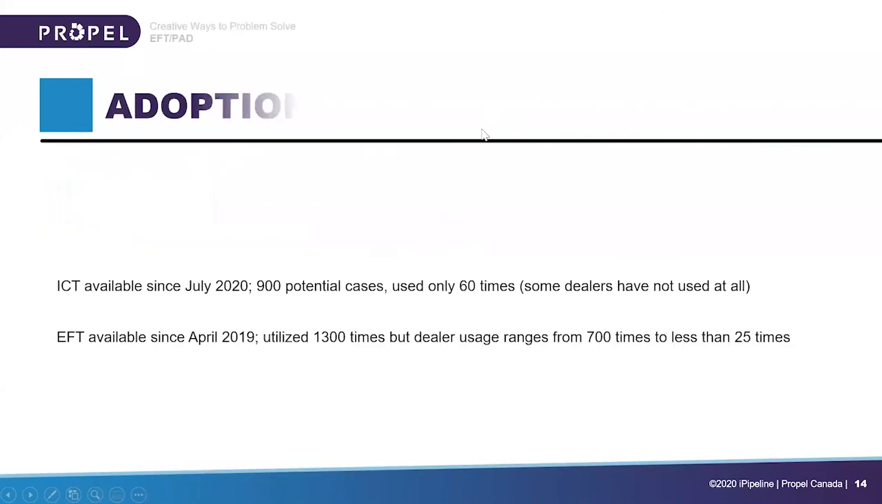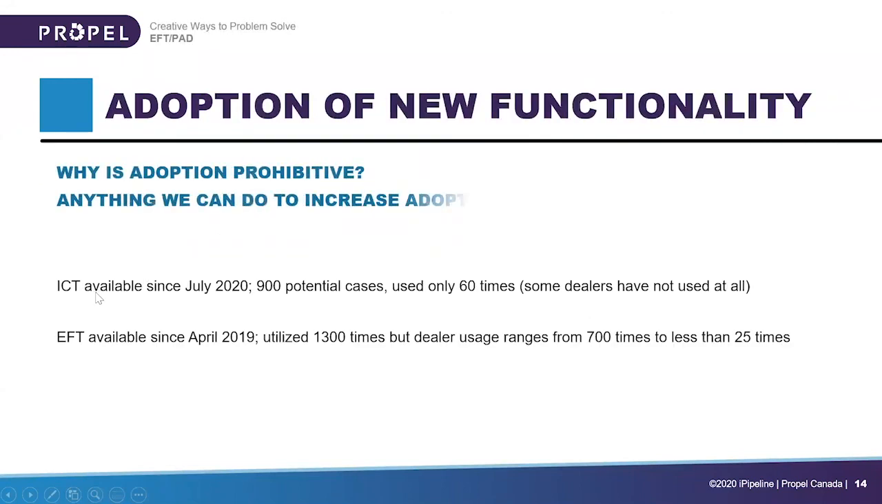Yeah, so I'm just going to share some stats with you. Let me see if I can share it again. I went through our system across all dealers. For example, the ICT functionality has been available since July. There were 900 potential cases, things like RSP to RSP, open to RSP, open to open, etc. And it was only used 60 times. Some dealers have used it, however, some have not used the functionality at all.